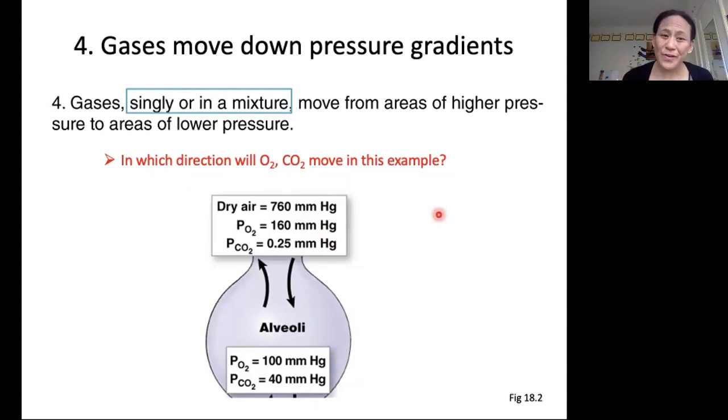Okay, so hopefully you figured out oxygen is going to move from the atmosphere into the lungs because we have a higher partial pressure of oxygen outside the lungs than inside the lungs, right? So we're moving from 160 to 100 millimeters of mercury. Carbon dioxide is going to do the opposite. It's going to move down its pressure gradient from 40 millimeters of mercury in the alveoli to 0.25 millimeters of mercury in the atmosphere. Okay.